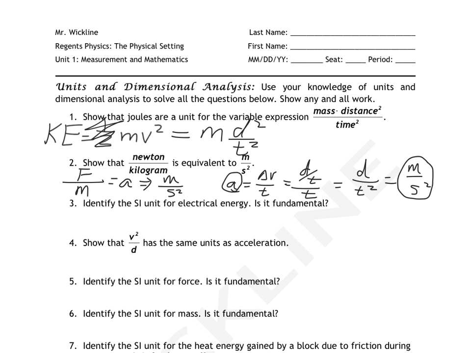I'm going to skip number 3 because it's not a math question, but in number 4 it says, show that v squared over d has the same units as acceleration. So this is sort of related to what I was just showing. Velocity is distance over time. So when I see velocity squared, I'm thinking it's actually distance over time. Now it is squared, so let me square both. And it's actually set over the quantity distance. So distance squared over time squared over distance.